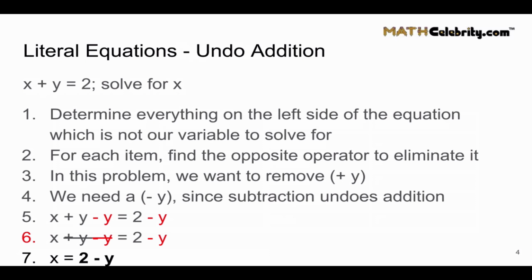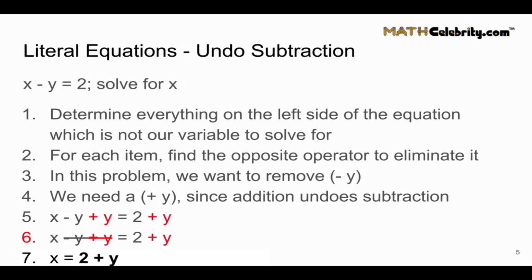Now let's do the exact same literal equation on the next slide, but we're going to do subtraction. So instead of x plus y equals 2, we've got x minus y equals 2. And we're going to take the exact same steps, we're just changing the opposite operator. So we want to get rid of the minus y on the left side, which will get us our x isolated. So we're going to add y this time to both sides, since plus y will eliminate minus y. And as you can see in step 6, the minus and plus y's cancel, and we're left with our answer, which is x equals 2 plus y.